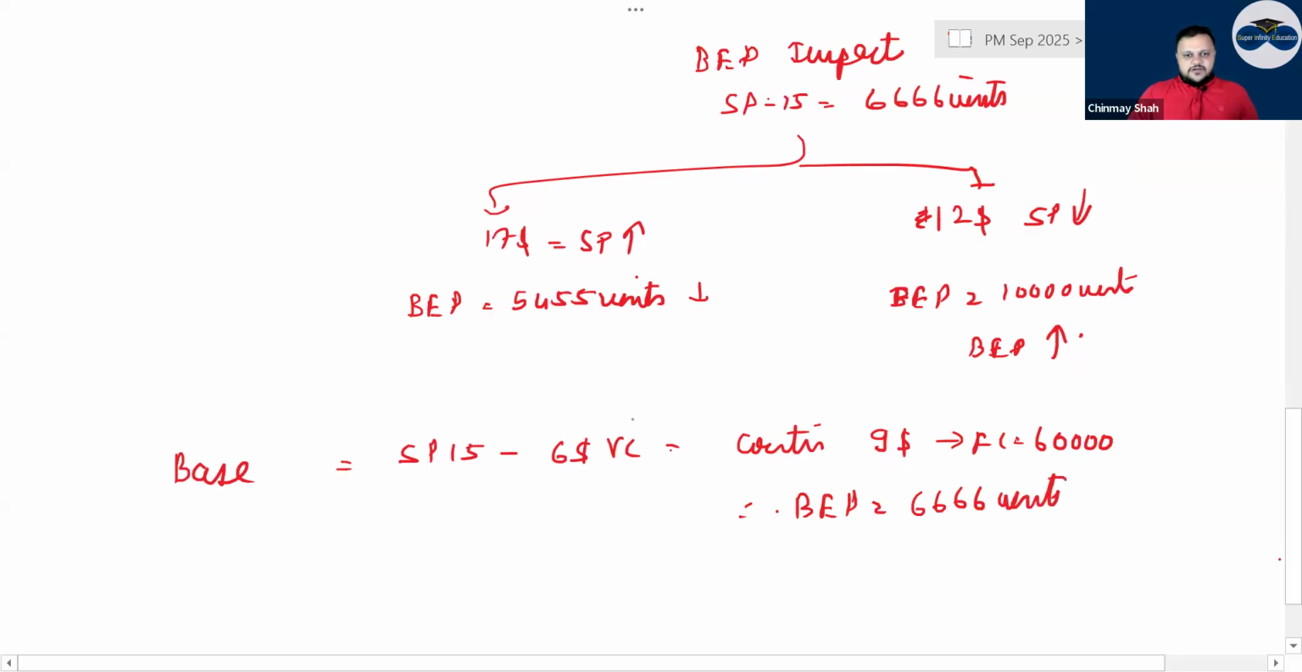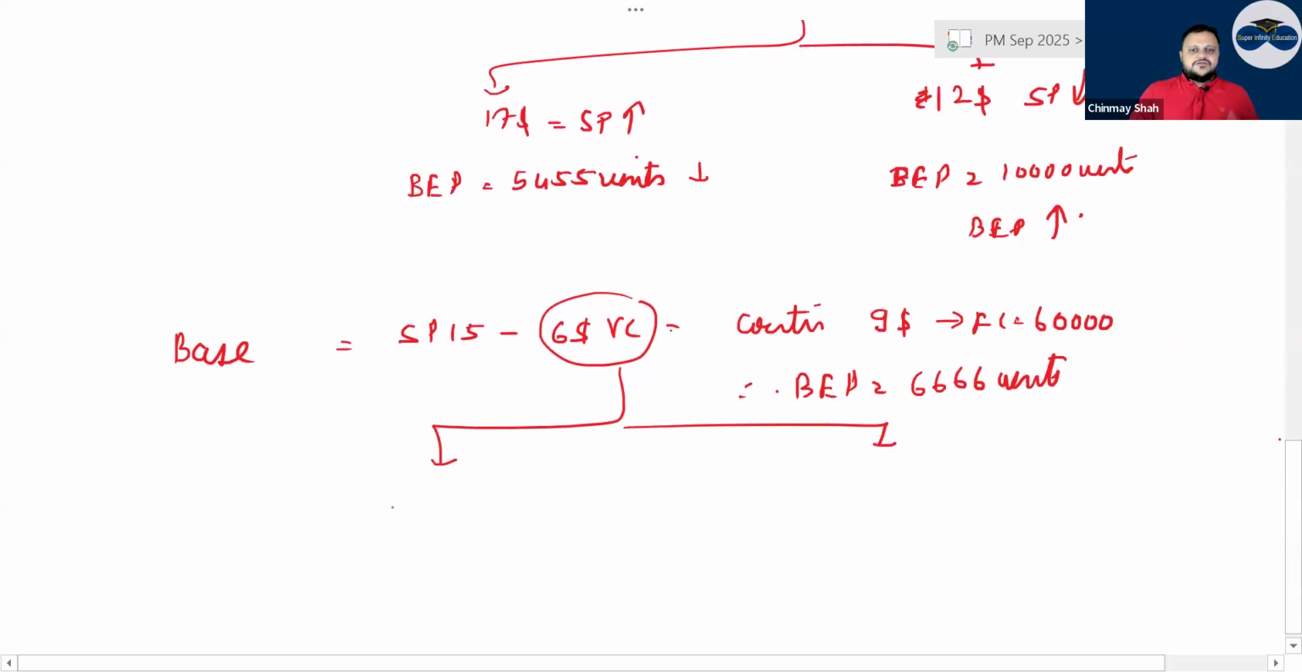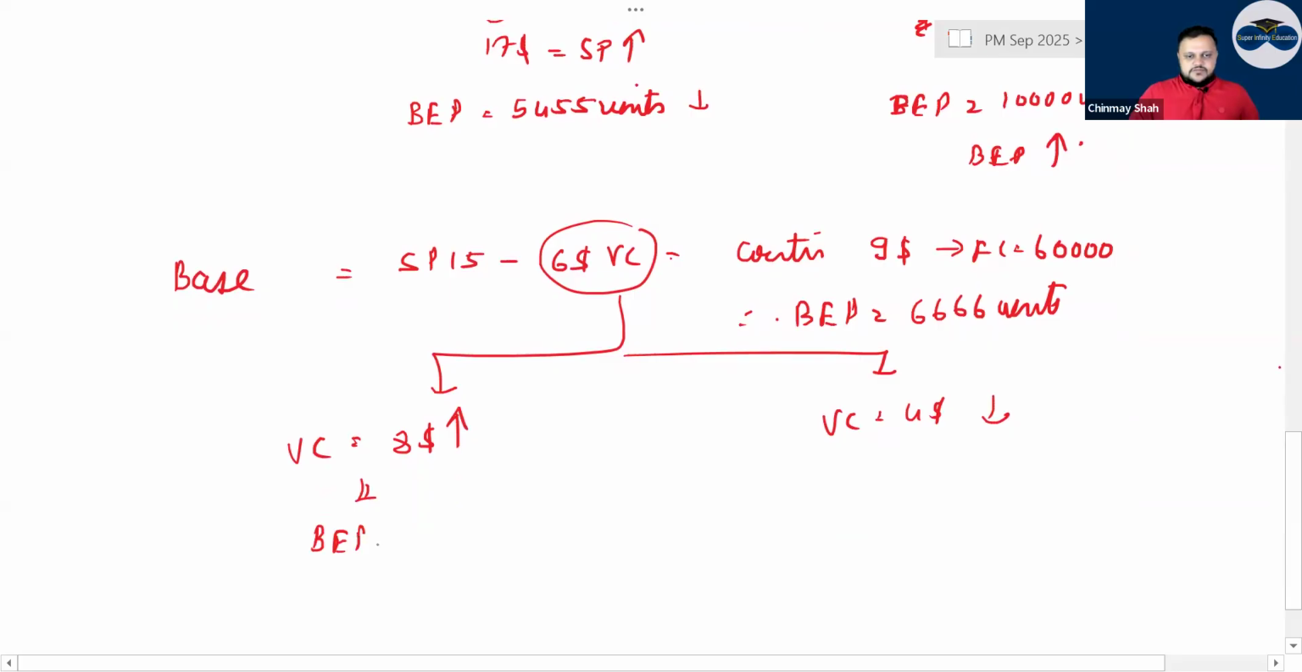Now do two things. This variable cost, circle it. Let's say variable cost goes up to $8, selling price and everything else remaining the same. Variable cost goes to $8 or variable cost goes to $4. What will happen to BEP? 15 minus 8, 7 will be your contribution. So 60,000 divided by what? What happens to BEP? Falls or rises?